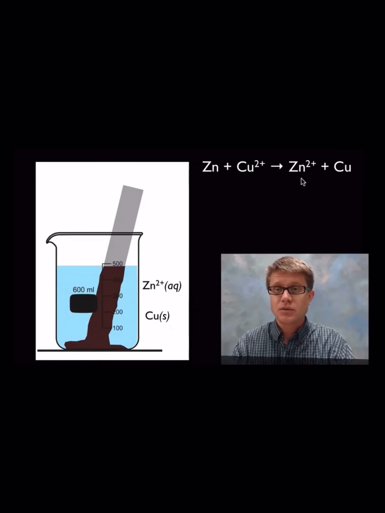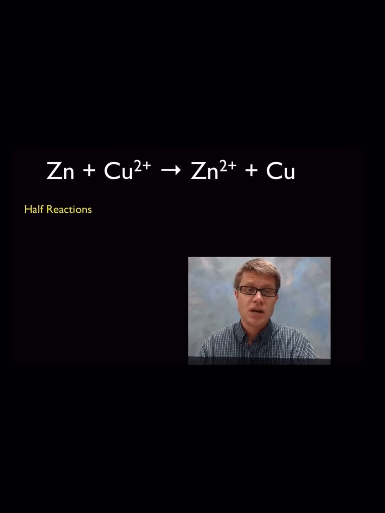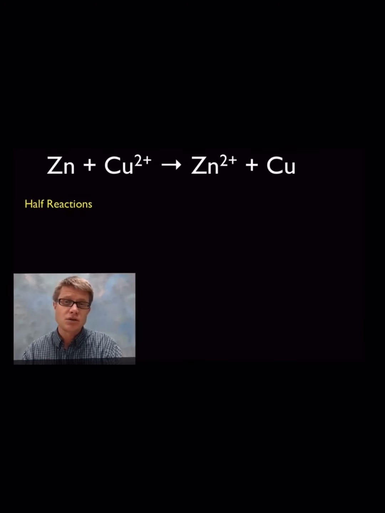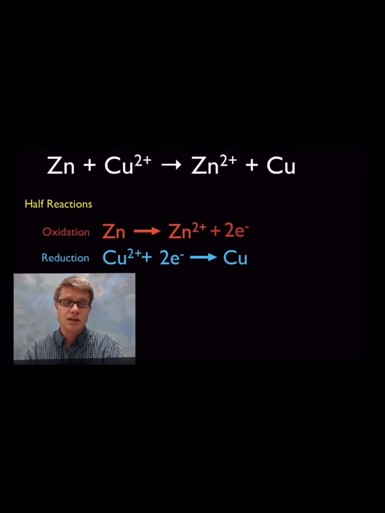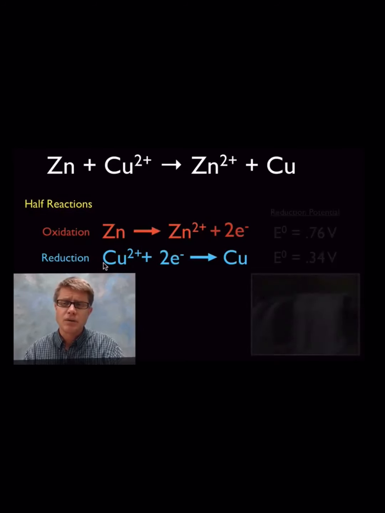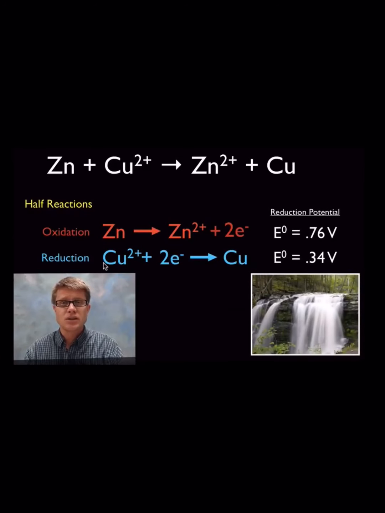Again, we have the zinc, which is losing those electrons, and the copper, which is gaining those electrons. And so if we break it down into its two half reactions, it's going to look like this. Oxidation is where the zinc is losing its electrons, and the copper is gaining those electrons. Those are the two parts. And so in a cell, what we try to do is separate those. But before I actually show you the cell, I want to talk about the reduction potential. In other words, that's the potential energy that can really be released in a reaction like this.